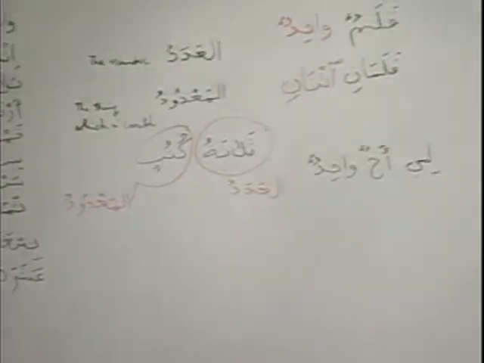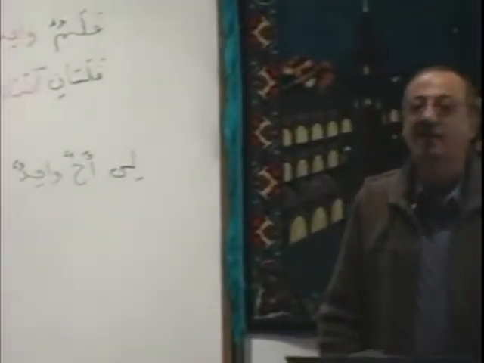Now, let us count children. How many children are here in the masjid? So we counted. What is waladun? A boy. What is the jama? Awladun. So how do I say 3 boys? Salasatu awladin. 4 boys: arba'atu awladin. Khamsatu awladin. Sittatu awladin. Sab'atu awladin. Thamaniyatu awladin. Tis'atu awladin. Asharatu awladin.